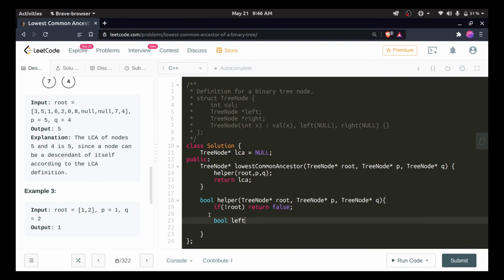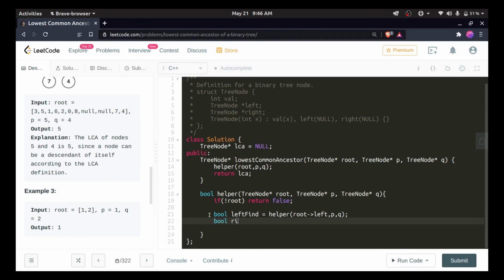First it will check in the left subtree. Left find equals helper of left, passing P and Q. Right find is also a similar thing. So I was talking about this thing: if my left is null, then it has to return me false. So this case is for this thing. Okay, bool left find and right find. I have these 2 values now.